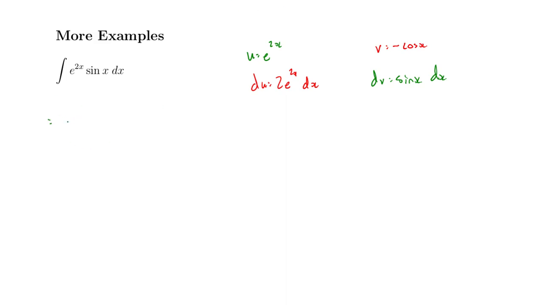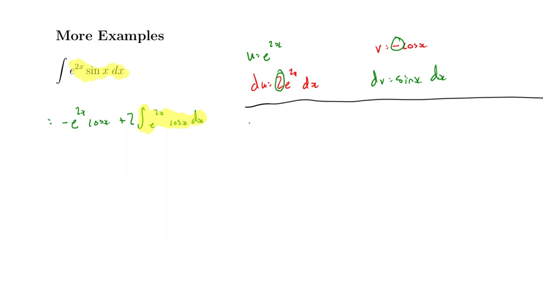This integral is equal to uv, that's negative e to the 2x cosine x, minus the integral of v du. I'm going to say plus 2 times the integral of e to the 2x cosine x dx. So I factored out this negative and this 2 here, so it switches the sign. Notice that the integral that we have here is very similar to the one that we started with. So because it's so similar, let's use the same kind of setup.